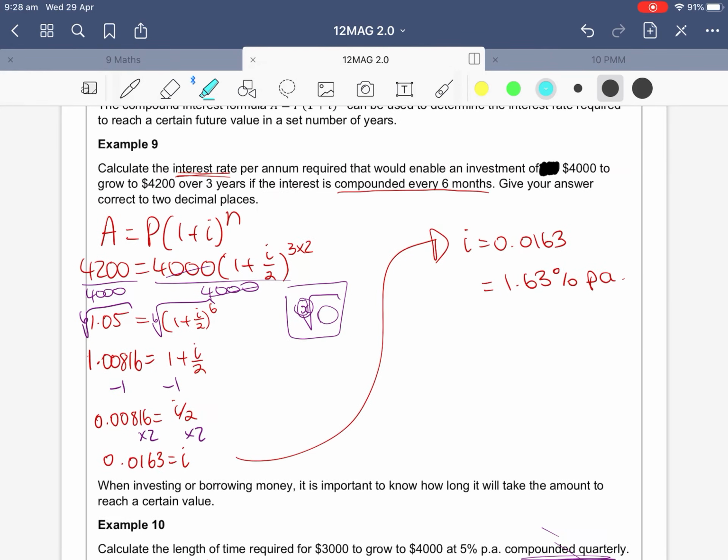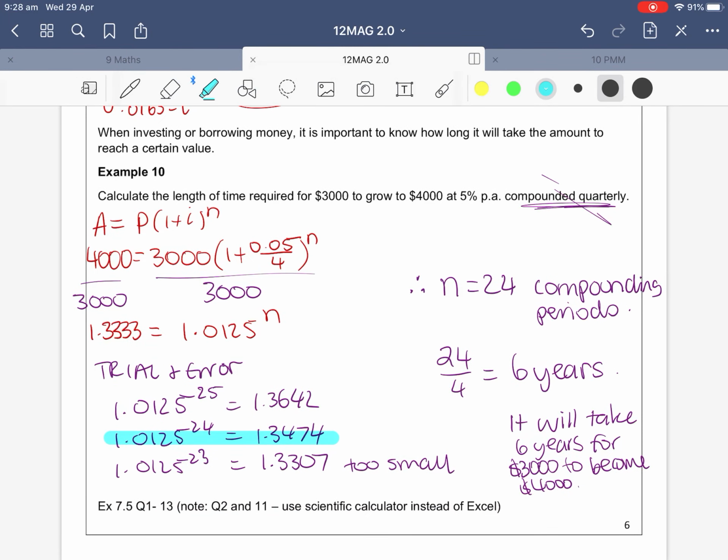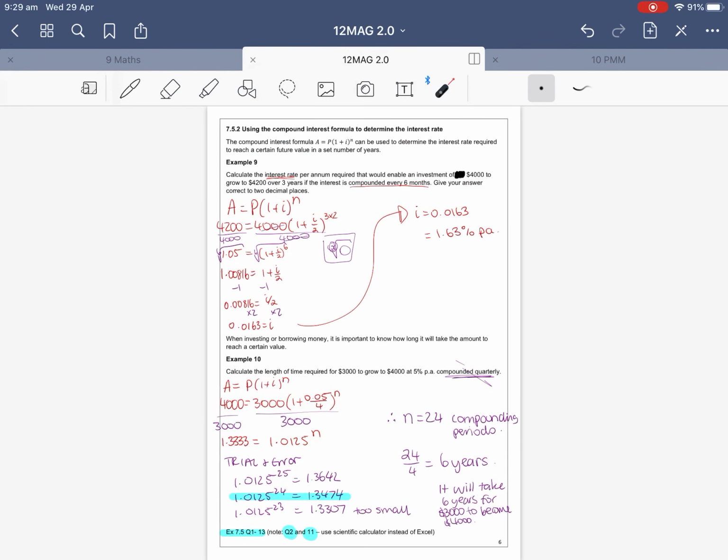Now, once we've had a go at those, as you can see, it's very similar to 7.4, but we're looking for different values here. Here we were looking for i, here we're looking for n. So have a go now at exercise 7.5, questions 1 to 13. With question 2 and question 11, it asks you to use technology or use Excel. We don't want you to use that. Just use your calculator and the iterative method to help you here.